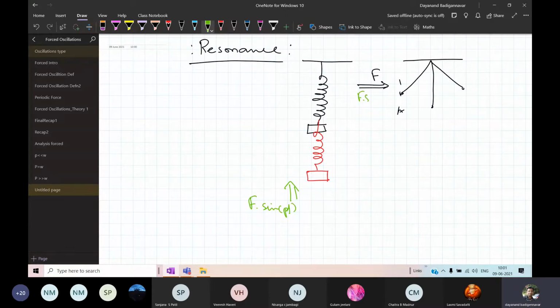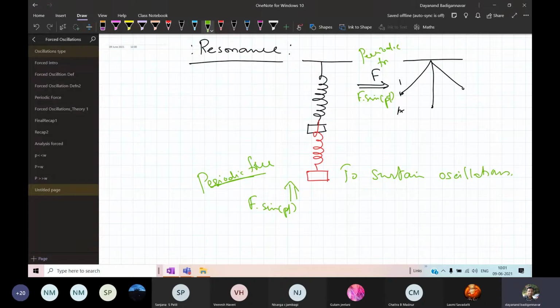F into sin PT. This is the periodic force. You are applying the periodic force so that the oscillations are sustained, to sustain the oscillation. I want to keep the oscillations intact. They should keep on oscillating.